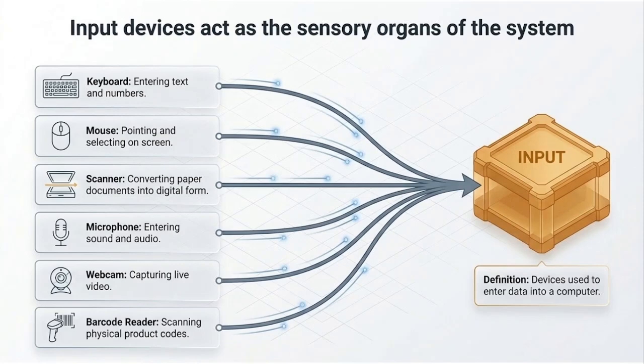We also have the barcode reader, which helps, as you have all observed in most supermarket areas. It helps to scan the physical product codes and then it sends them into the computer system, which is installed on the computer, which is being used in those supermarkets. Input devices act more or less like sensors of a computer system.